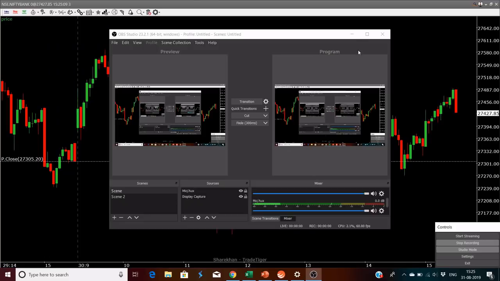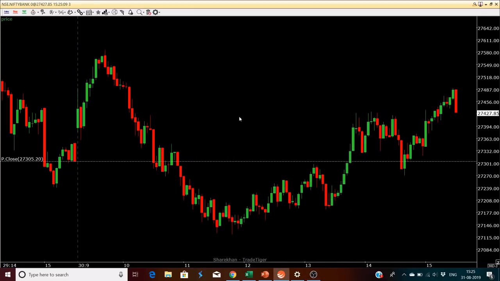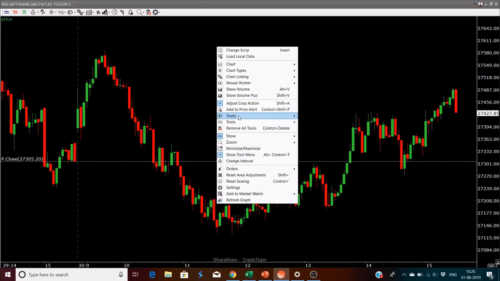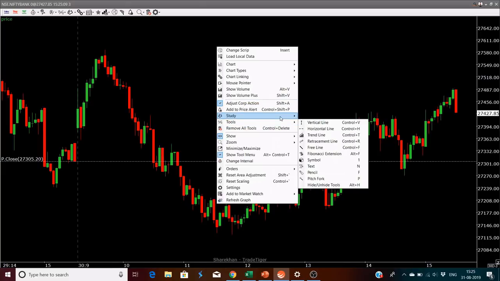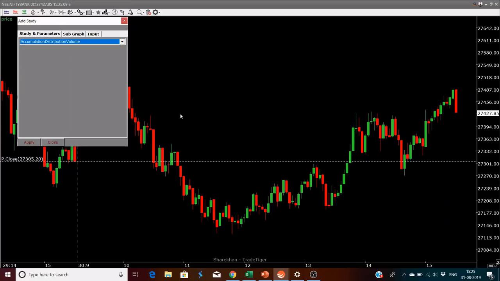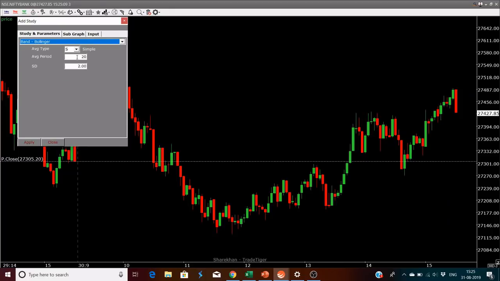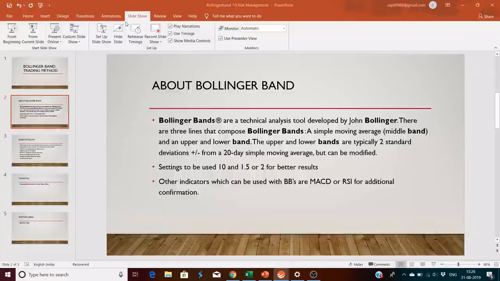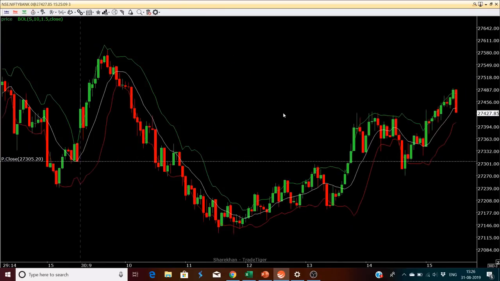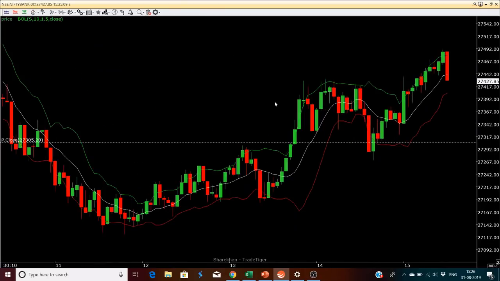Okay guys, I've removed all the tools, so let's start from the beginning and try to add Bollinger Bands so that people who are not aware can learn from this. We go to add study and then add Bollinger Bands. Average type is simple. We use simple, then we make it 10 and we make the standard deviation 1.5 and apply. So this is your Bollinger Band on a 3-minute chart.